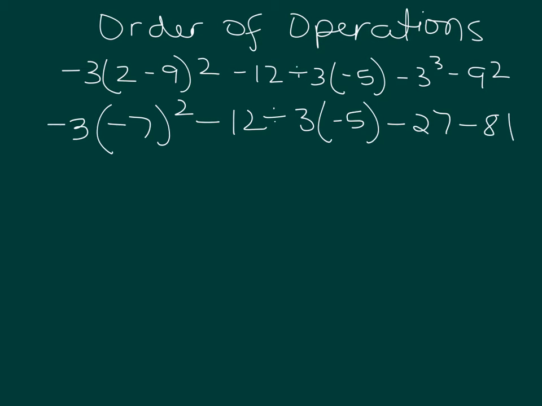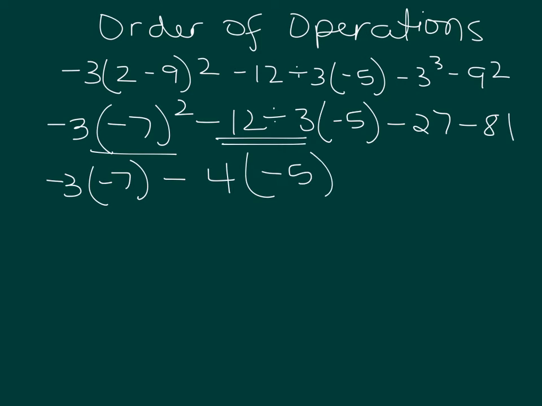Okay, in the next step, I'm going to do that other exponent. Now I have negative 3 times negative 7, and I'm also going to do 12 divided by 3. Remember, when you've got multiplication and division in the same problem, you always go left to right. So we have to do this division before the multiplication. So minus 12 divided by 3 is 4 times negative 5 minus 27 minus 81.